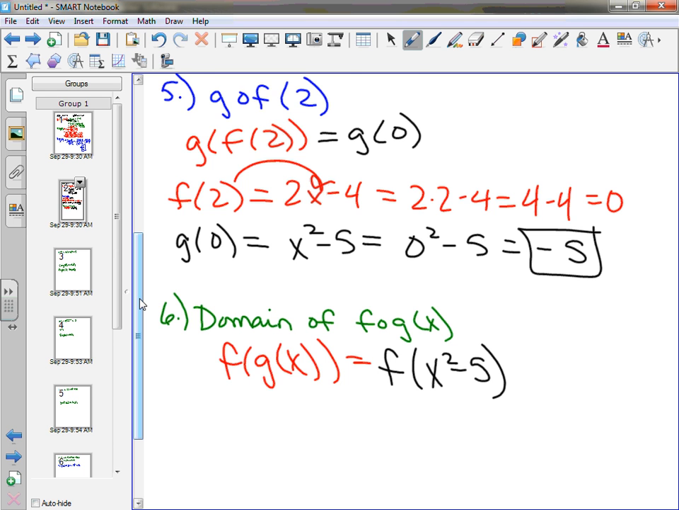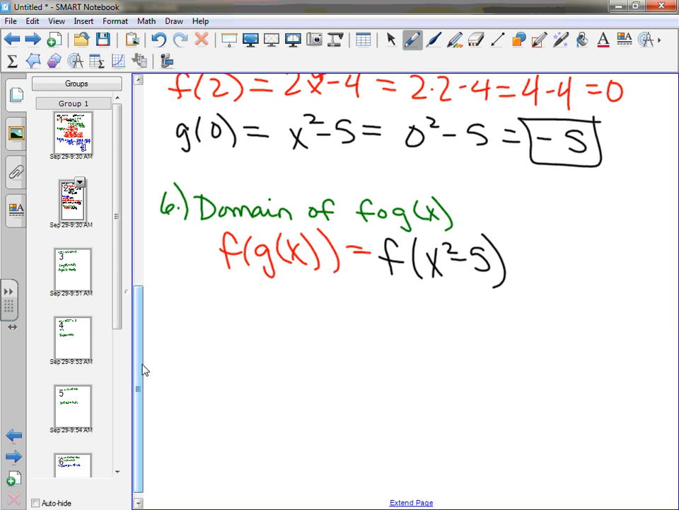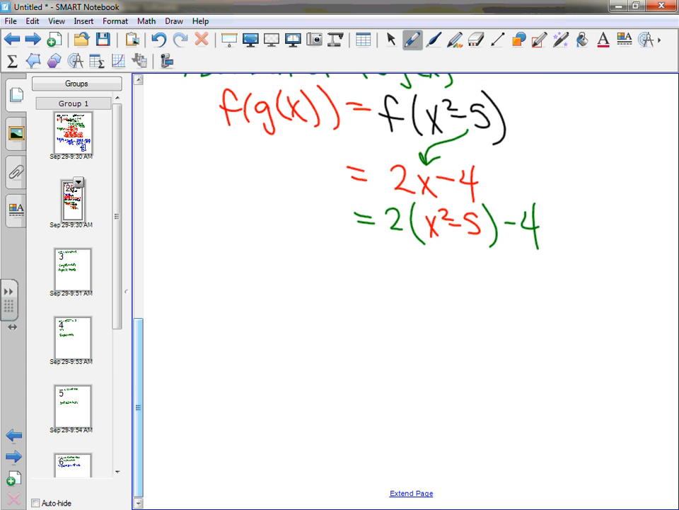What is F? 2x minus 4. And every place you see an x, what do you plug in? Do we see that? So this is actually going to be 2 times x squared minus 5, minus 4. Yes or no? They know, but they don't understand it, so I have to redo it with explanation. I distribute: 2x squared minus 10 minus 4, and what does that give me?